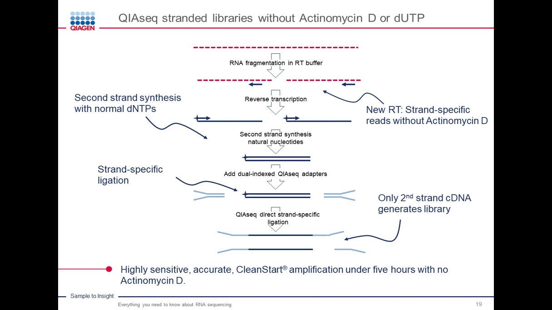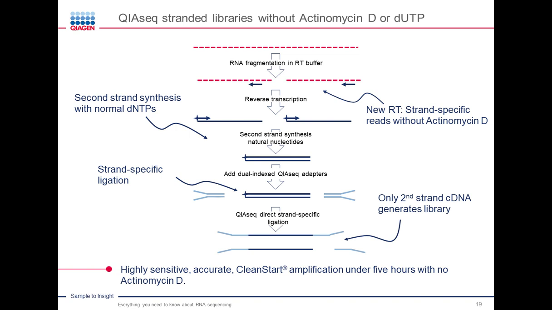So a second way to derive a stranded library is what we do with the QIAseq kit. You still fragment your RNA up front, and you perform reverse transcription. However, we use a new method where you do not have to use actinomycin D. In the second strand synthesis, we synthesize the second strand with normal dNTPs instead of dUTP. However, we use a phosphorylated random primer. So then, ultimately, when we perform our strand-specific ligation, you have this phosphate on one strand.